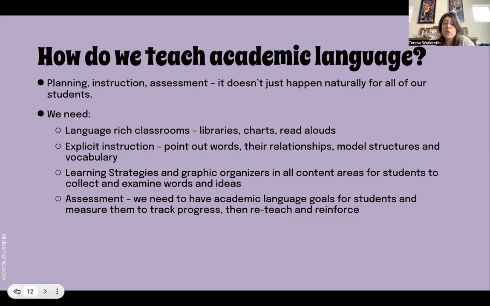We have to use the learning strategies we've been talking about so far in this course. This includes strategies, graphic organizers, and we have to use them across all content areas. This way, students can collect and examine words and ideas. And we have to do assessment. We have to actually assess the academic language goals, track the progress, and then reteach and reinforce. We can't expect it just to happen and assume it happens. We have to assess it to see how they're doing and then reteach. This is the link, planning, instruction, assessment. It's what we do. It's our job. It's so exciting.